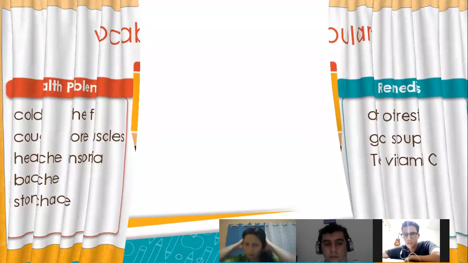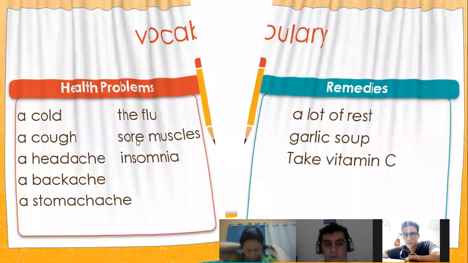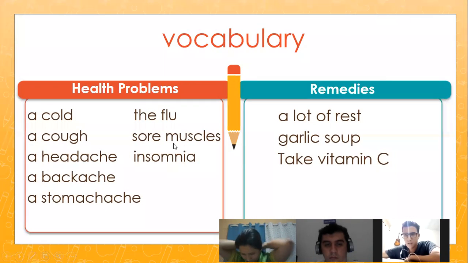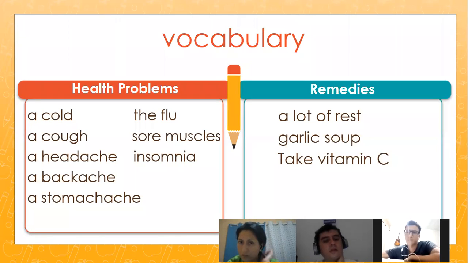Angel. Sore muscles. Okay, sore is dolor, right? Dolor, sore. And muscles is músculos. Dolor de músculos. For example, if you exercise, after the exercise, sore muscles, right? Or sometimes when you have the flu, la gripe. It's like that you have sore muscles, dolor de músculos.